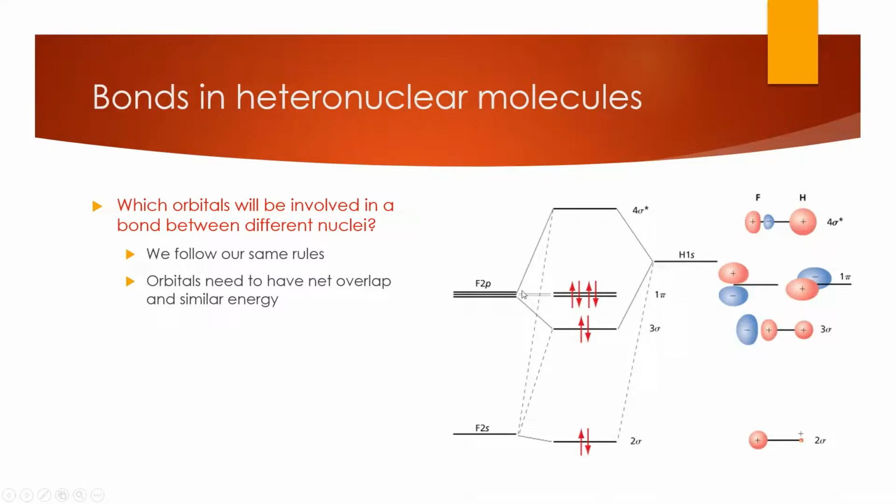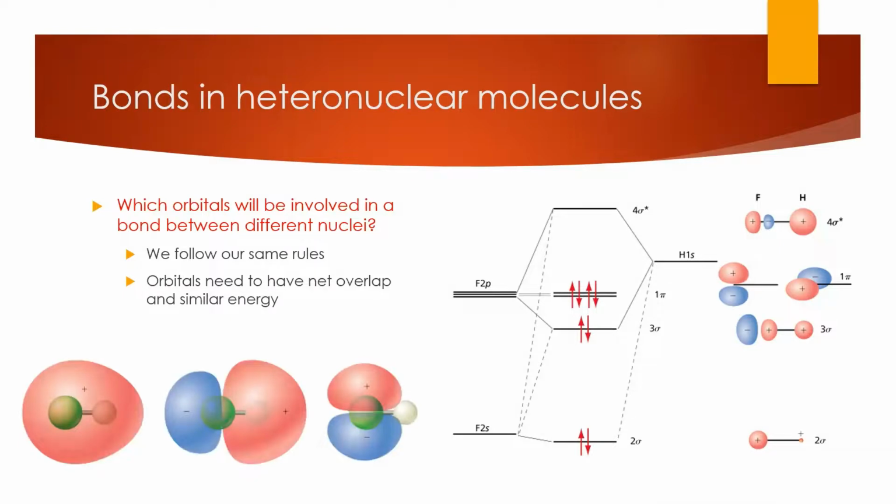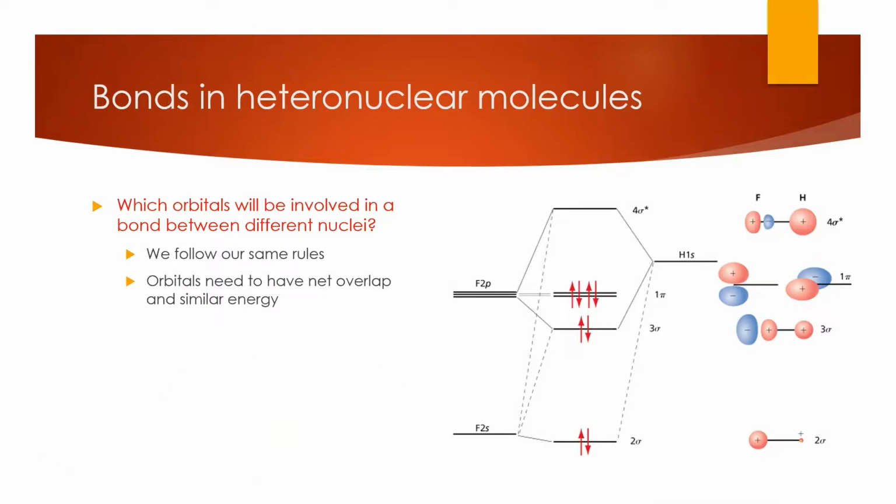And we treat these orbitals, these 1 pi orbitals, and also really this 2 sigma orbital here as non-bonding orbitals, and we just have one orbital between hydrogen and fluorine, one molecular orbital, and that gives us a bond order of 1 for hydrogen and fluorine. And we can see some of these orbitals here.